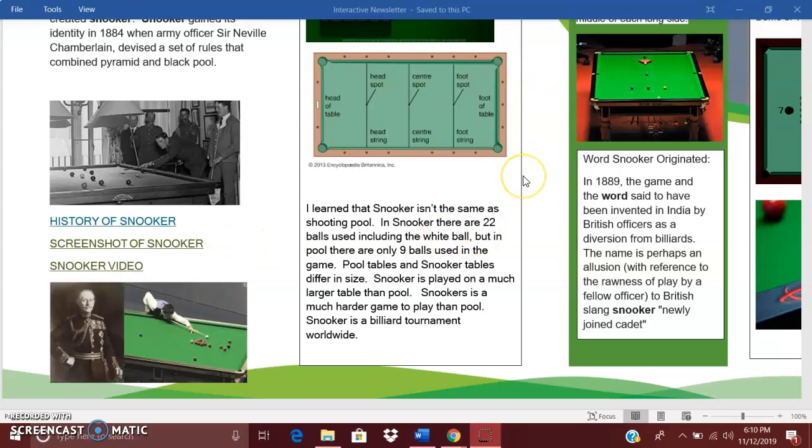Pool is quite different. You only use 9 balls. The tables are somewhat different in size. The snooker tables are much larger, green rectangles, than the pool tables. Pool tables are, I think, a bit lower, and the other tables are higher.